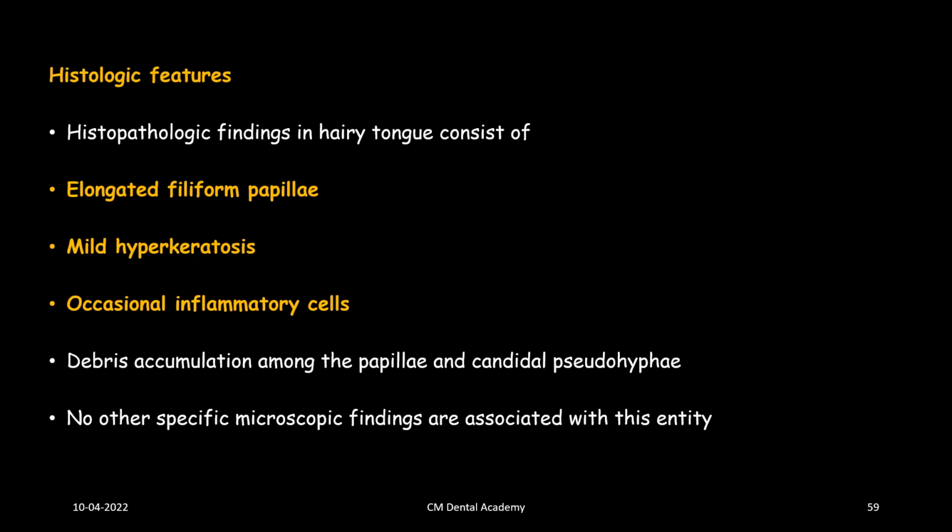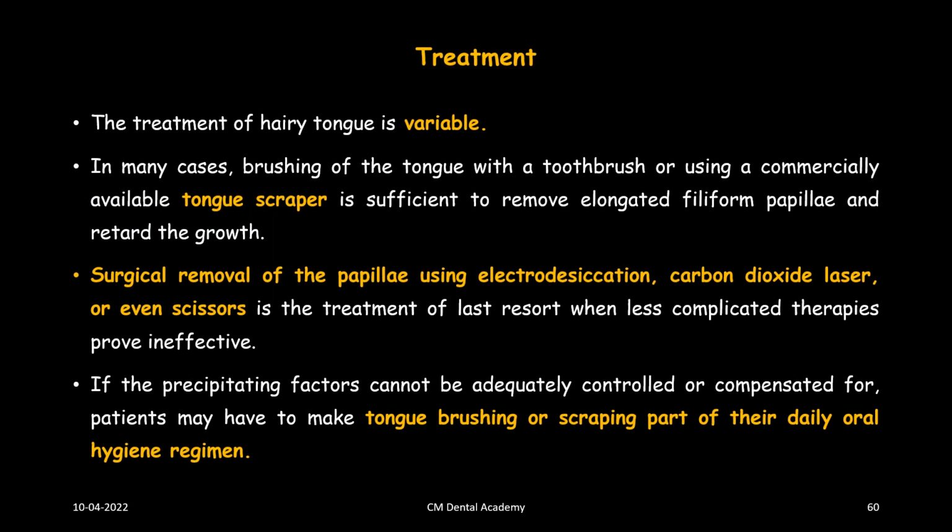Histologically, it shows elongated filiform papillae, mild hyperkeratosis, occasional inflammatory cells, debris accumulation along the papillae and candidal pseudohyphae. The treatment of the hairy tongue is variable. Depending on the severity with which it presents, the treatment modalities are followed.